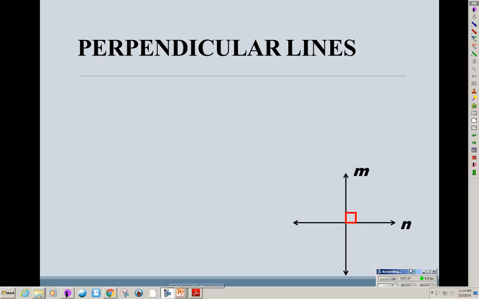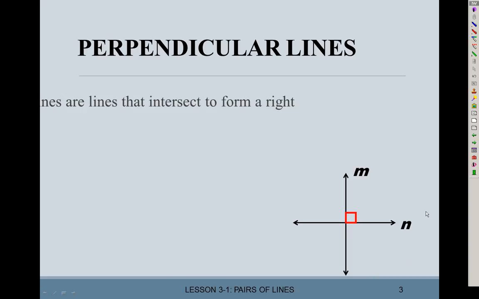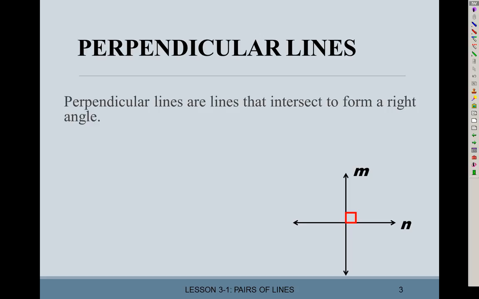We also have perpendicular lines. Perpendicular lines are lines that intersect to form a right angle. Remember, there's 90 degrees in a right angle. The symbol for perpendicular lines is this upside down capital T. That means perpendicular.